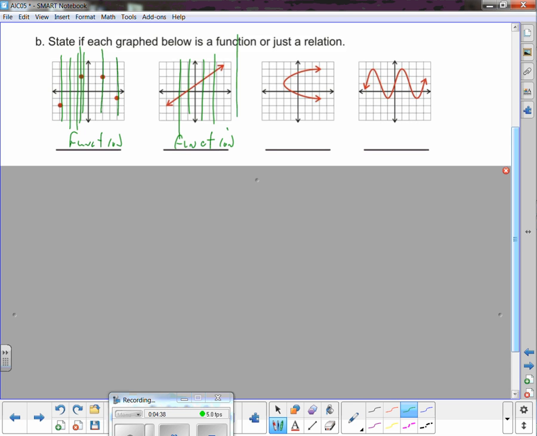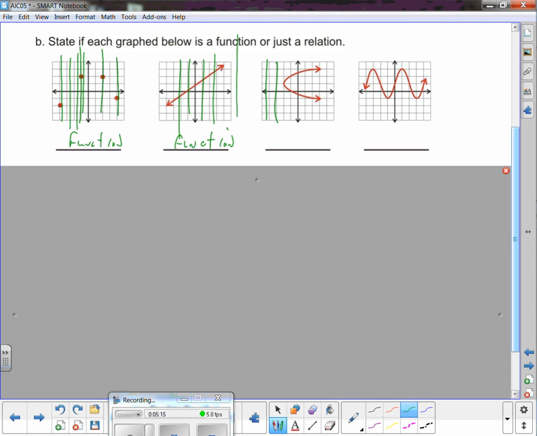Third one. All right, watch. Does that intersect more than one point? Does that intersect more than one point? Therefore, this must be a... Oh, wait a minute. I didn't hit more than one point, did I? So is this a relation or a function? We don't know yet? Do I need to keep going?